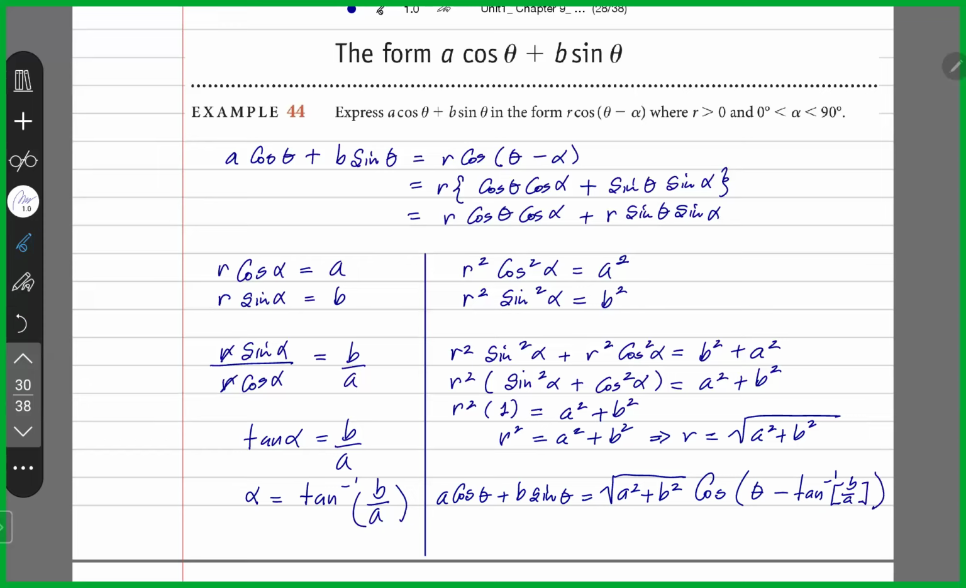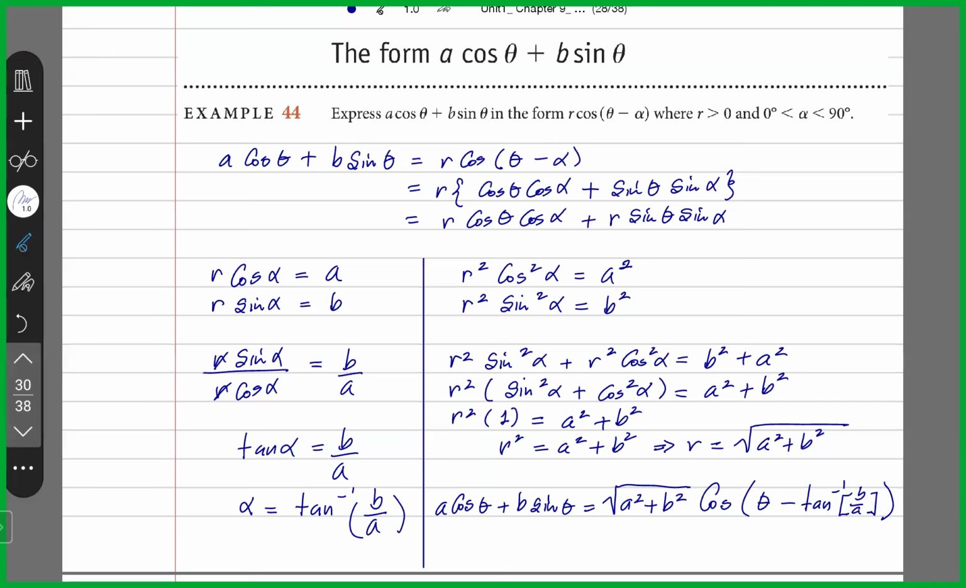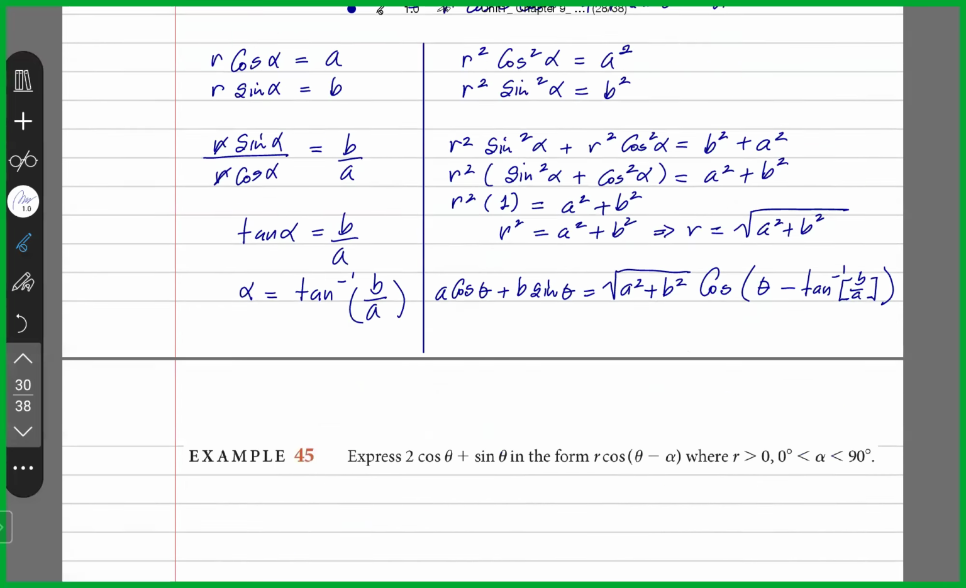So essentially, that is what I was asked to do, to express A cos theta plus B sine theta in the form R cos(theta minus alpha), and it is equal to the square root of A squared plus B squared cos(theta minus tan inverse B over A). All right, so let's move on to example 45.